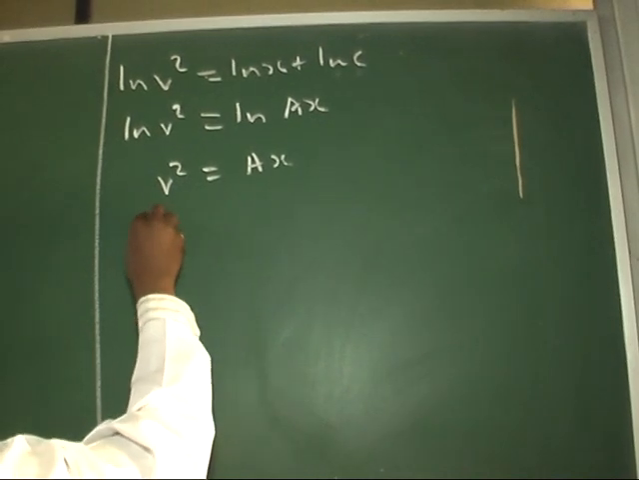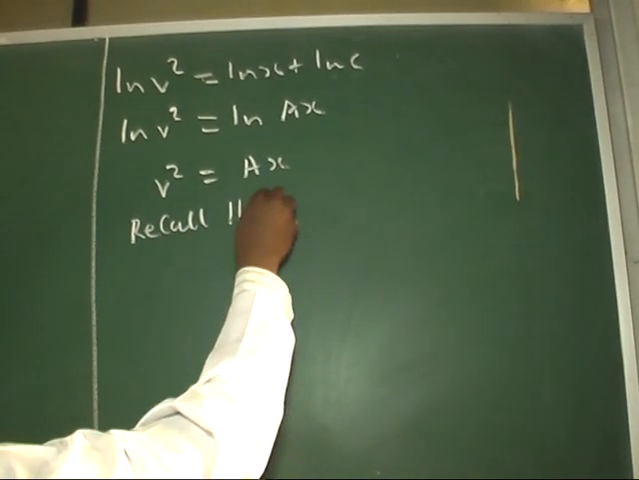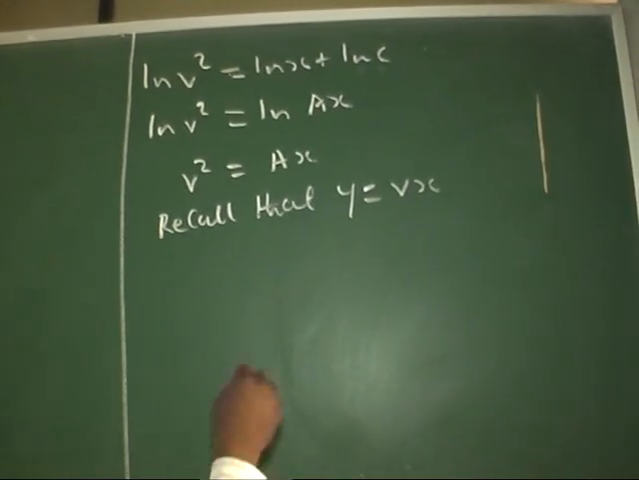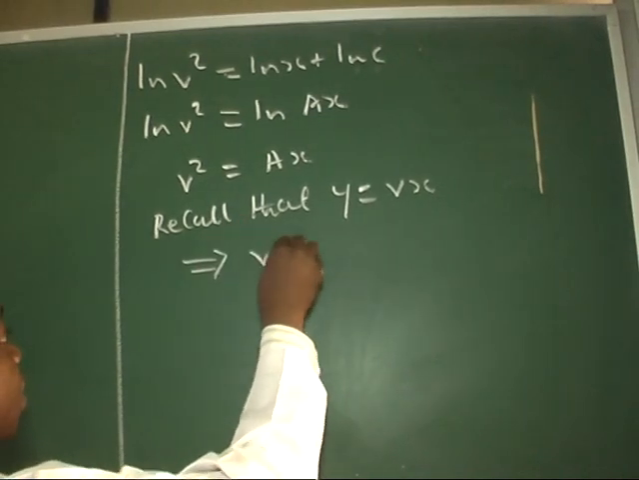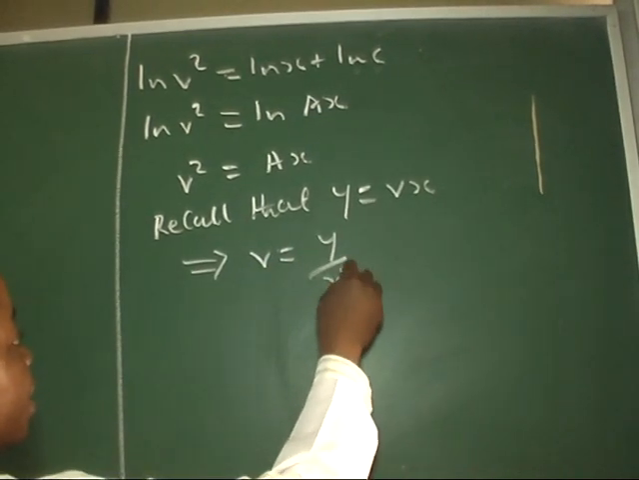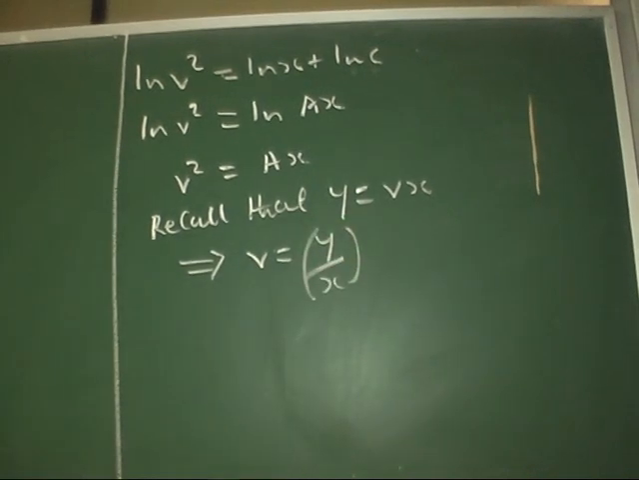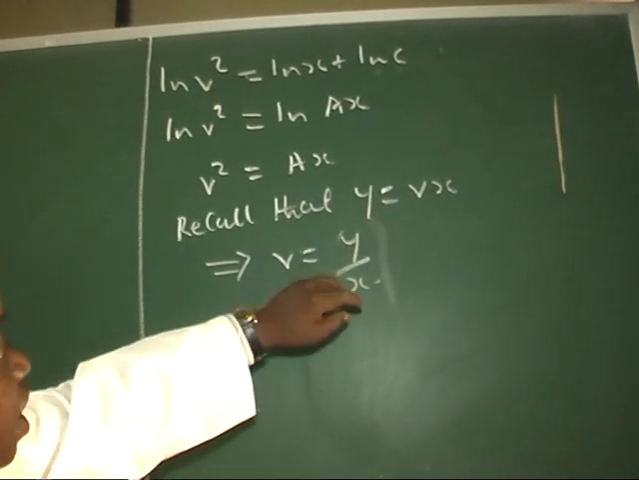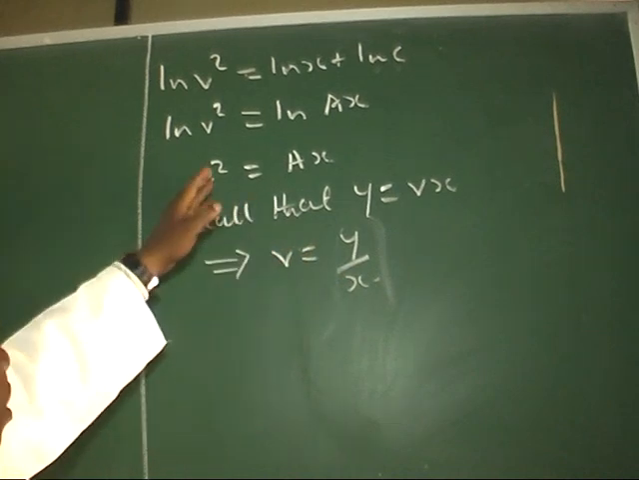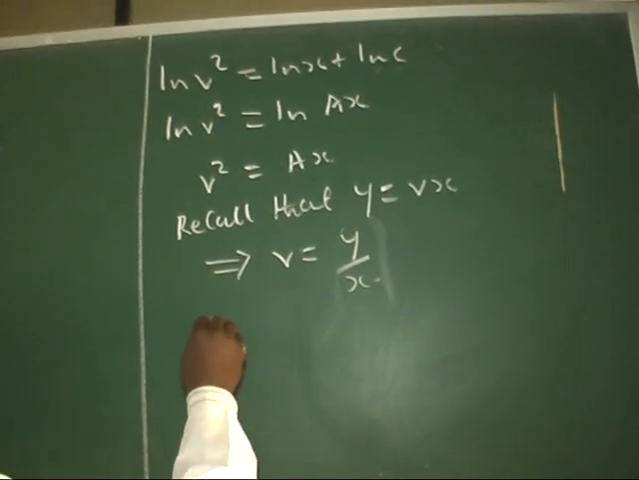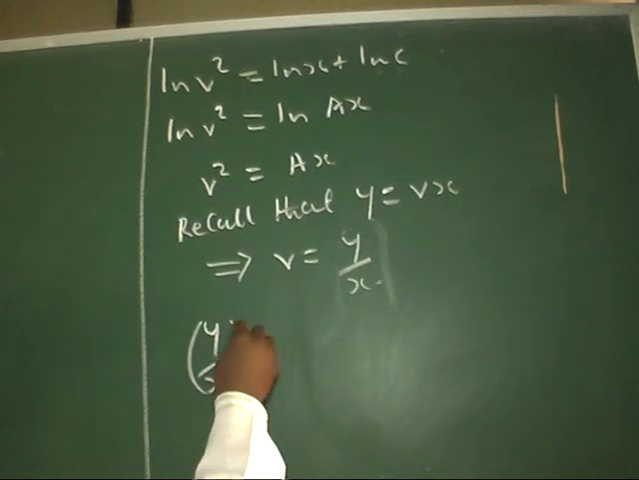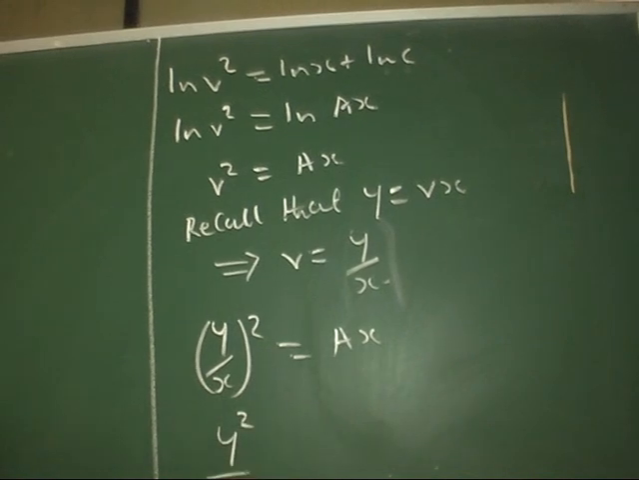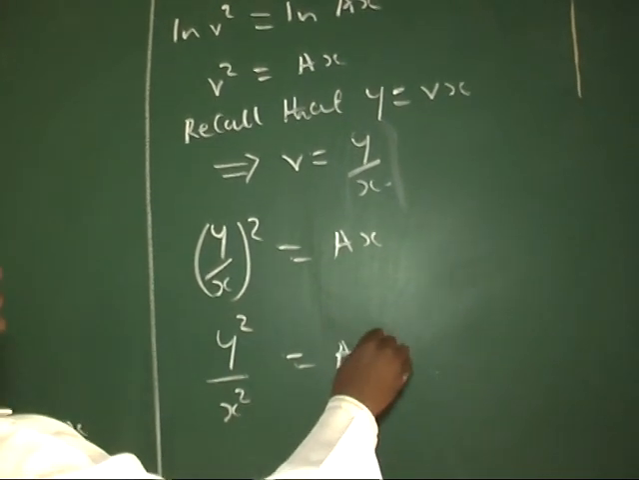Now recall that y equals vx, so that v only will be y over x. We can put this y over x in this place, and we will have (y/x)² equal to ax. So we have y²/x² equal to ax.